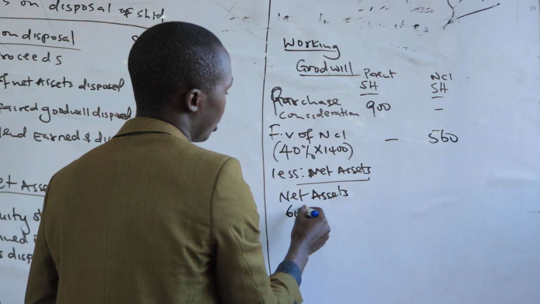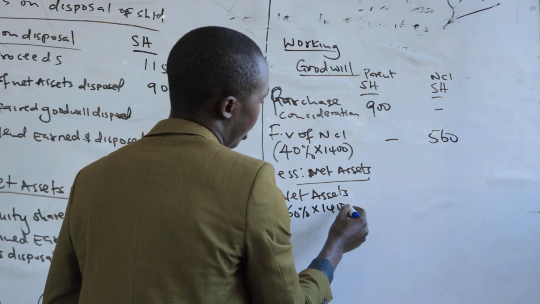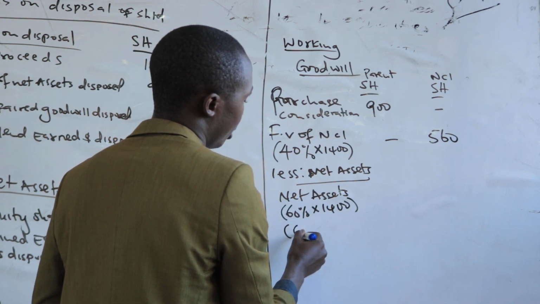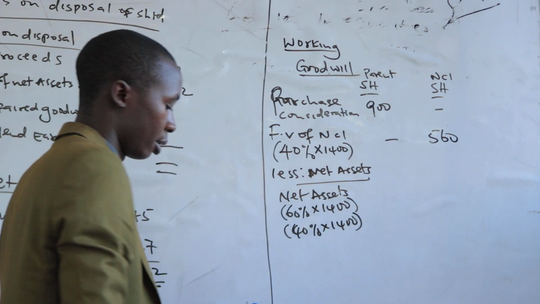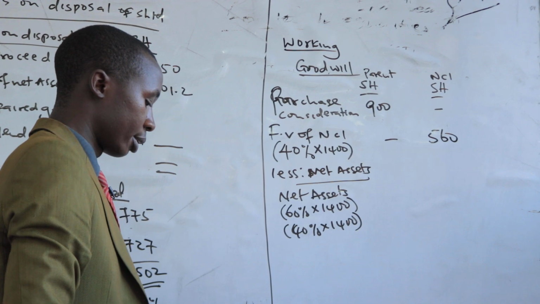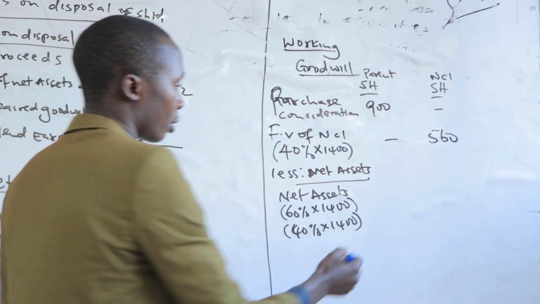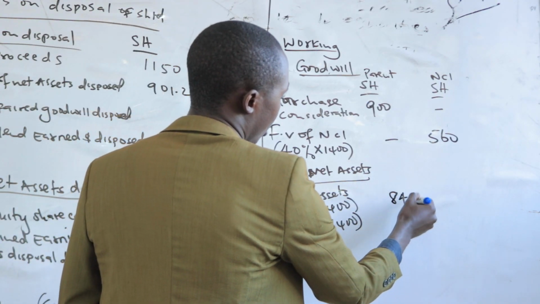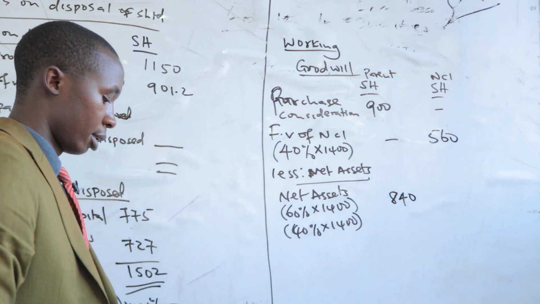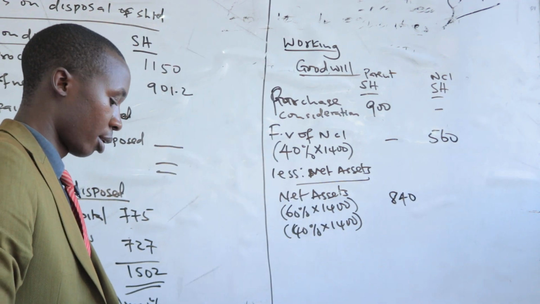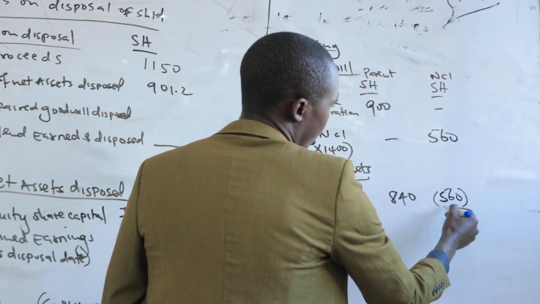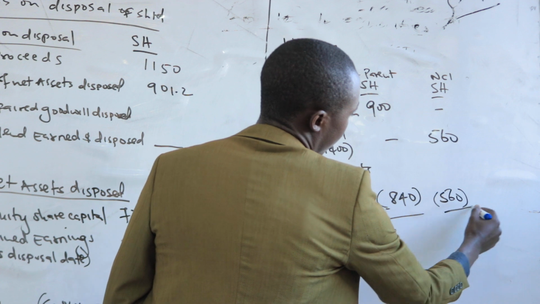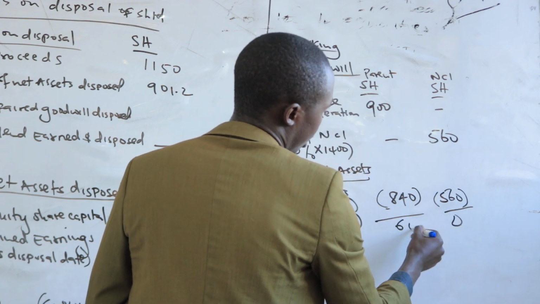So here I'm supposed to say 60% of that 1400. That is according to additional information number 1, and the 40% of that 1400. So 0.6 times 1400, that is 840. Then on the other side, 0.4, I multiply with 1400, that is 560. So if I subtract, this is 0, then this one is 60.